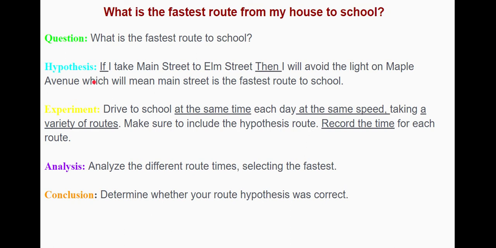I don't know if it's true yet. That's why I'm going to experiment with it. So what am I going to do? I'm going to drive to school at the same time each day and at the same speed, taking a variety of routes. That's going to mean that this is going to take me a couple days to do. I can't do this in one day unless I take the whole day to do it. I'm going to make sure to include the hypothesis route, and I'm going to record the time for each route, okay?